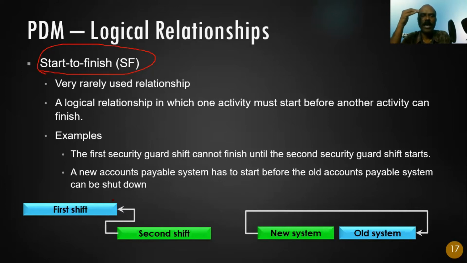Now the first guy cannot finish his job. The predecessor cannot finish. Why? The second person is still not ready. The second person has not taken over. Normally the protocol is you cannot leave the building unattended.